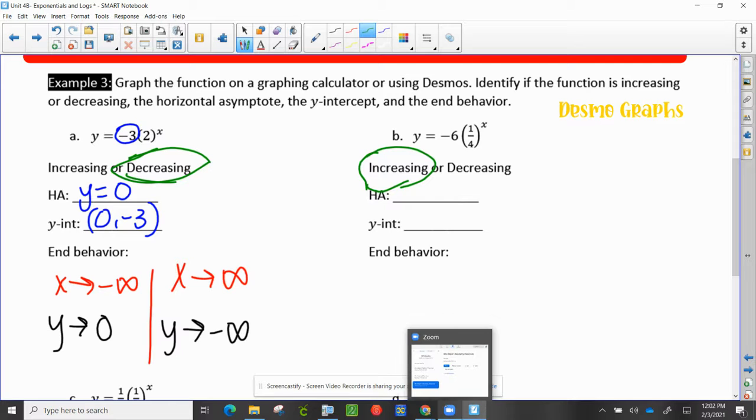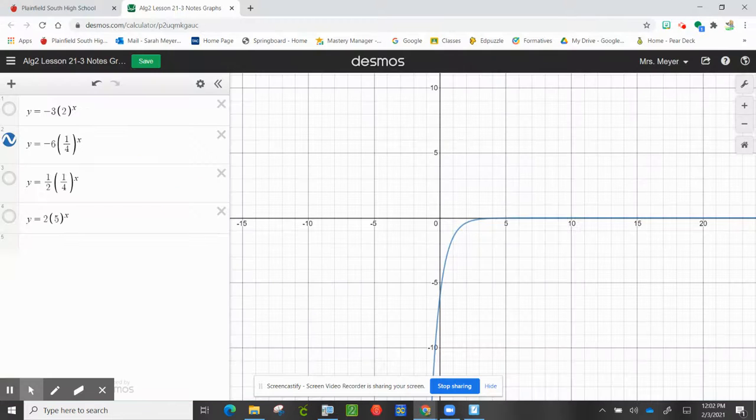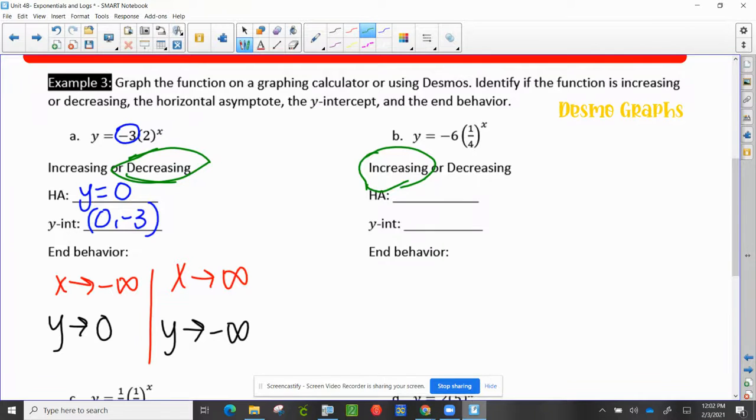Again, where's my asymptote at? Let's look at the graph. Where does it start to level off at? Similarly, like before, it's leveling off at 0, it looks like. So y equals 0. Okay, again, your y-intercept is going to be at (0, -6). You can use Desmos for that, or you should just know it's the coefficient.